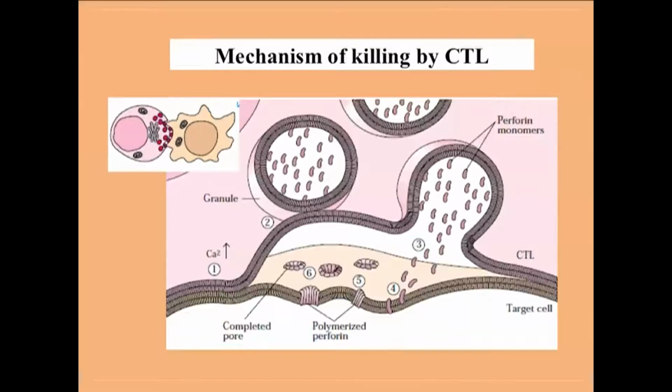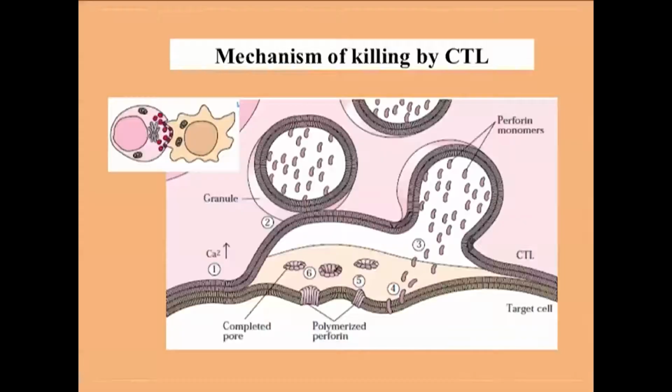Now, what is there in the granules? Two types of molecules are present: a 165 kilodalton molecular weight protein called perforin, and a serine protease called granzyme B or fragmentins.